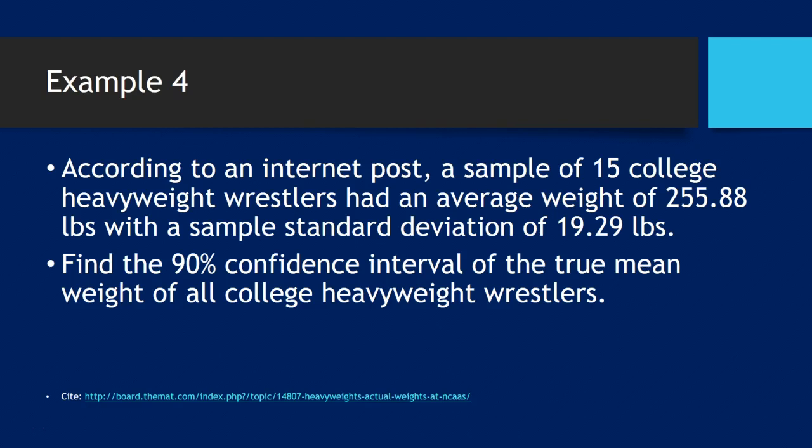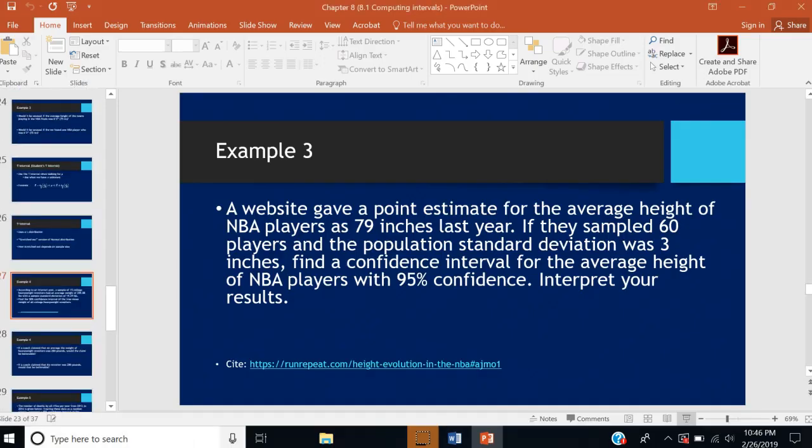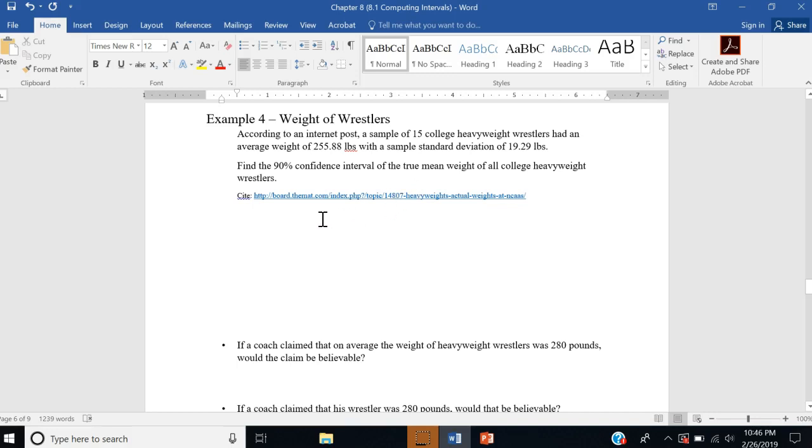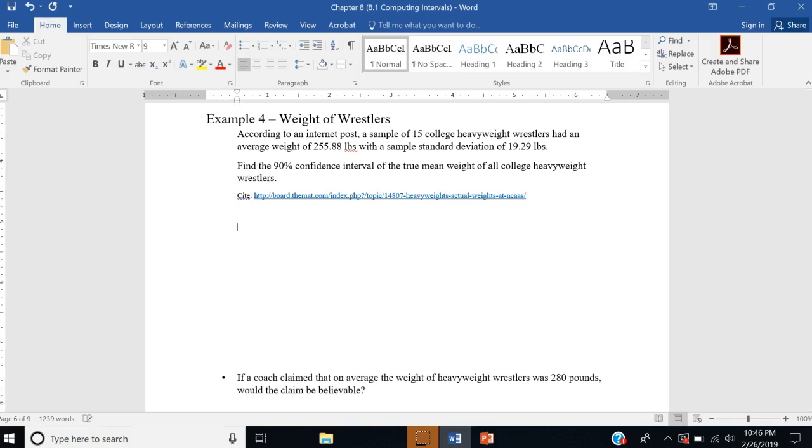So let's do an example here. This says, according to some internet post, a sample of 15 college heavyweight wrestlers had an average weight of 255.88 pounds and a sample standard deviation of 19.29 pounds. Find the 90% confidence interval of the true mean weight of all college heavyweight wrestlers. So here, the big change is instead of having a population standard deviation, I have a sample standard deviation. So because I have a sample standard deviation, I am going to have to use the t-interval.